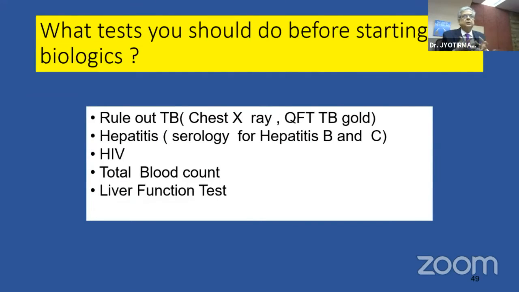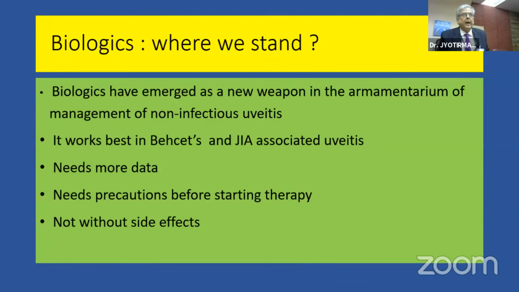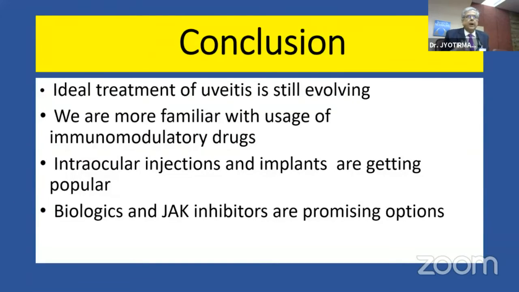So what are the tests you should do before starting biologics? Rule out TB and hepatitis; a total blood count and liver function test should be done. So biologics have emerged as a new weapon in the armamentarium of management of non-infectious uveitis. It was based on Behçet's and GI-associated uveitis, but we need more data, need precautions before starting therapy, and it is not without side effects. So the ideal treatment of uveitis is still evolving.